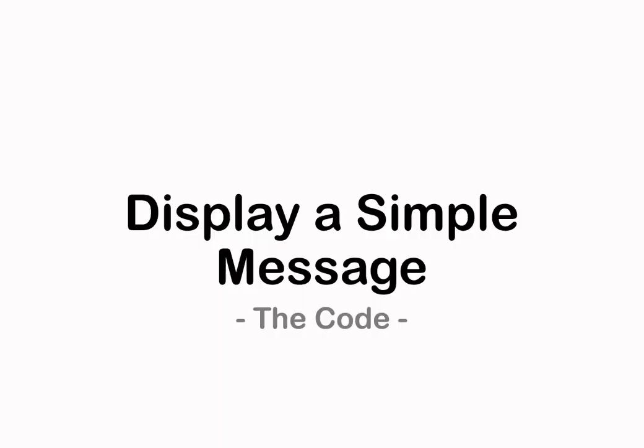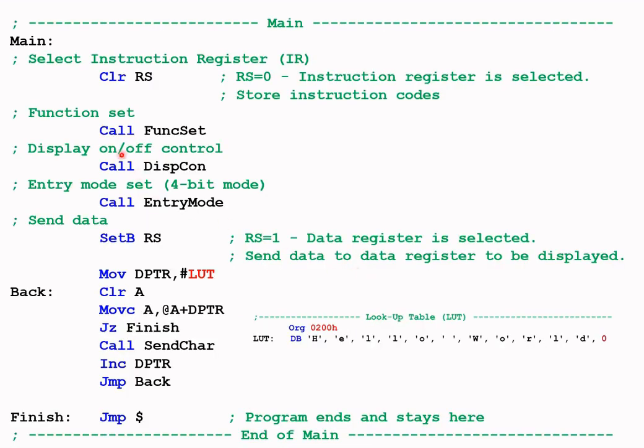Okay, so let's look at how to display a simple message on the LCD module. Here I've repeated the main program with a revision to how the message is being displayed. The rest of the main program stays the same: clear RS, call function set, display control, entry mode, and set RS to 1 to select the data register.